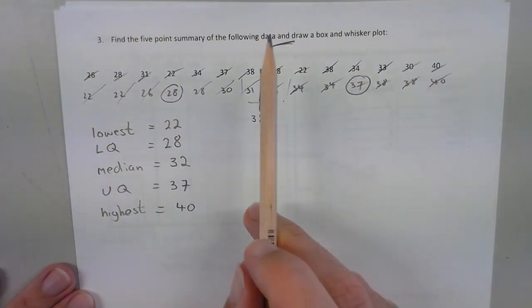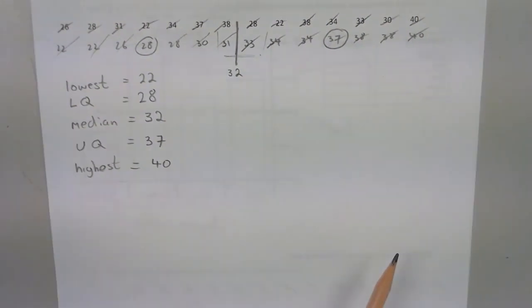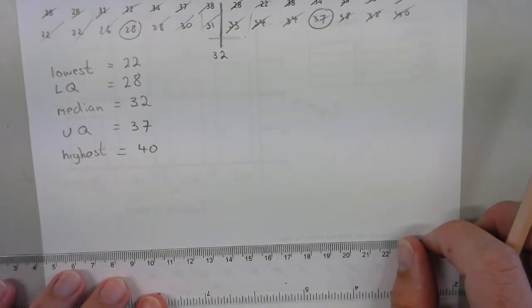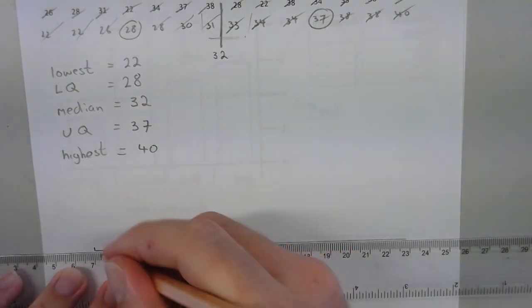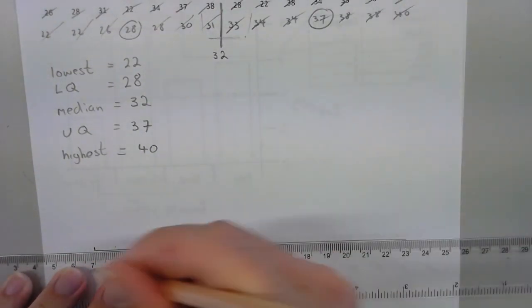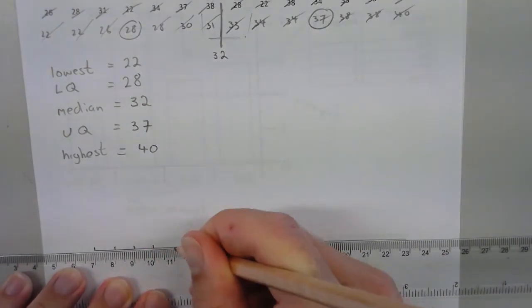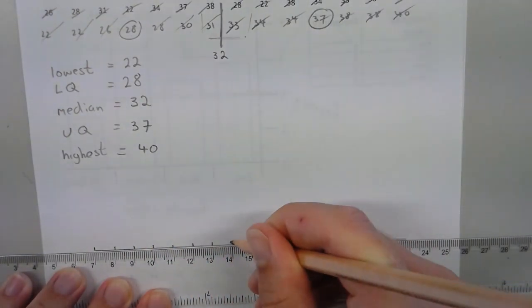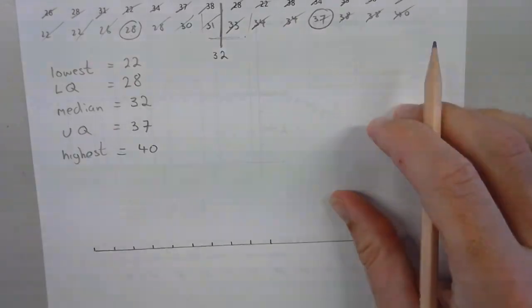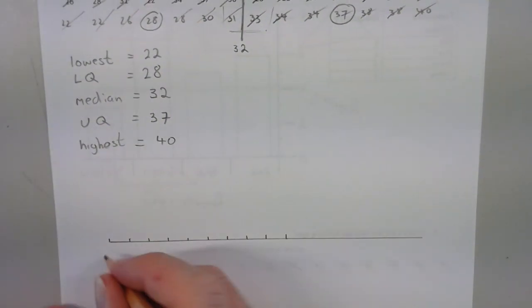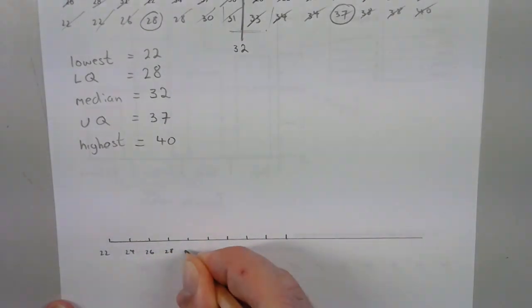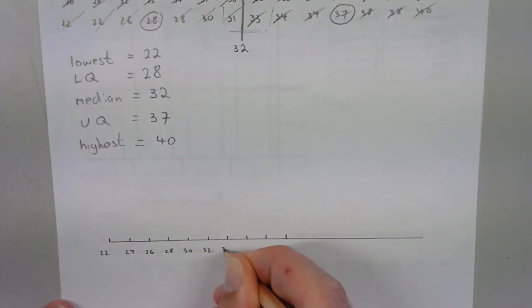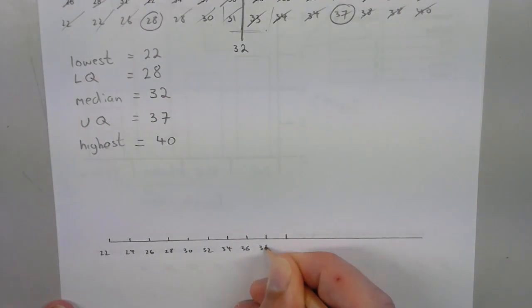Once you've done that, it says draw a box and whisker plot. So to do this, you just look at the 5-point summary and we have a scale. So we draw one line that goes from 22 to 40. So if I start at 22, then I'm going to go up in twos, 24, 26, 28, 30, 32, 34, 36, 38, 40. I could have probably spread it out more, but that's enough.